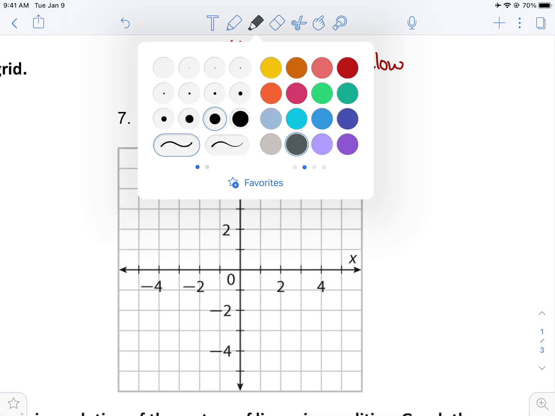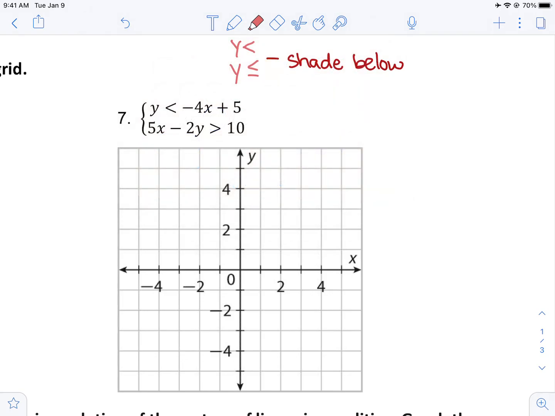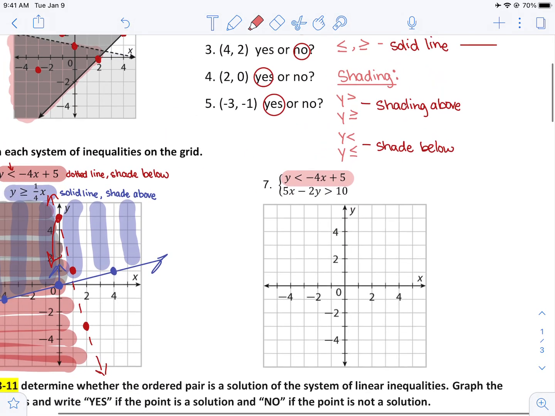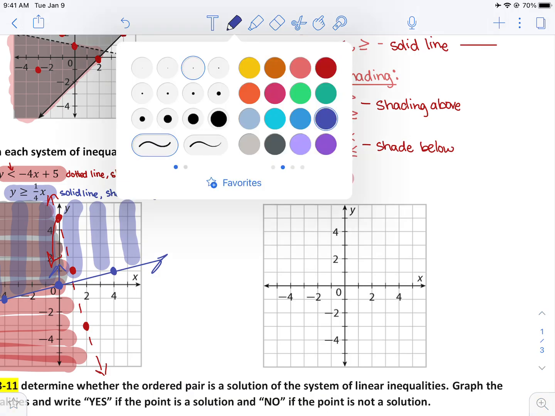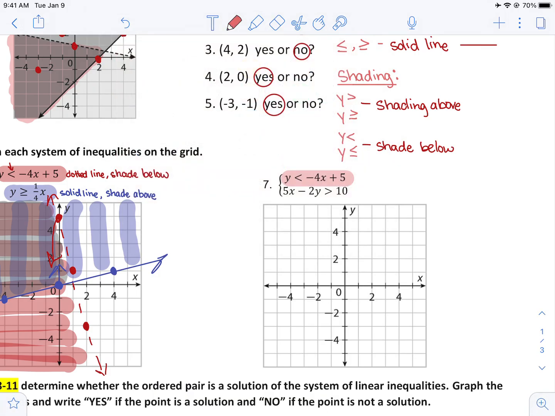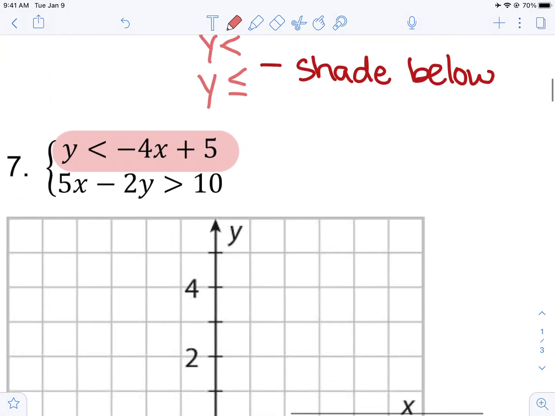So I'm going to start by graphing this first one. If I look, it's the same equation as the other one right here. So I'm just going to copy those points down. Again, it is still a dotted line that is shaded below because it's the exact same equation. So dotted line, and we're shading below.